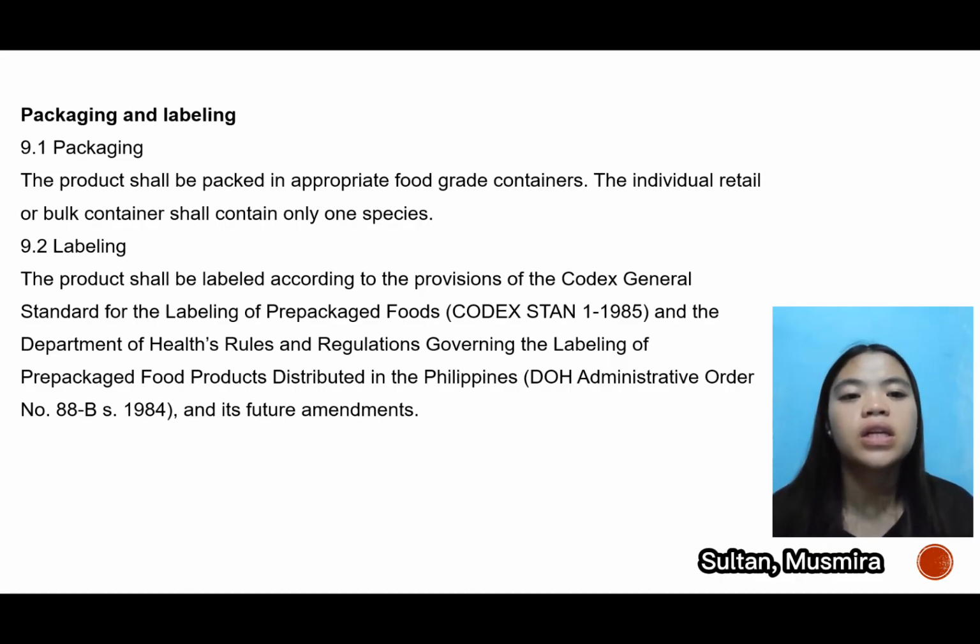Next is labeling. The product shall be labeled according to the provisions of the Codex General Standard for the Labeling of Pre-packaged Foods, and the Department of Health rules and regulations governing the labeling of pre-packaged food products distributed in the Philippines, also known as DOH Administrative Order number 88-B 1984, and its future amendments. And that's all. Thank you.